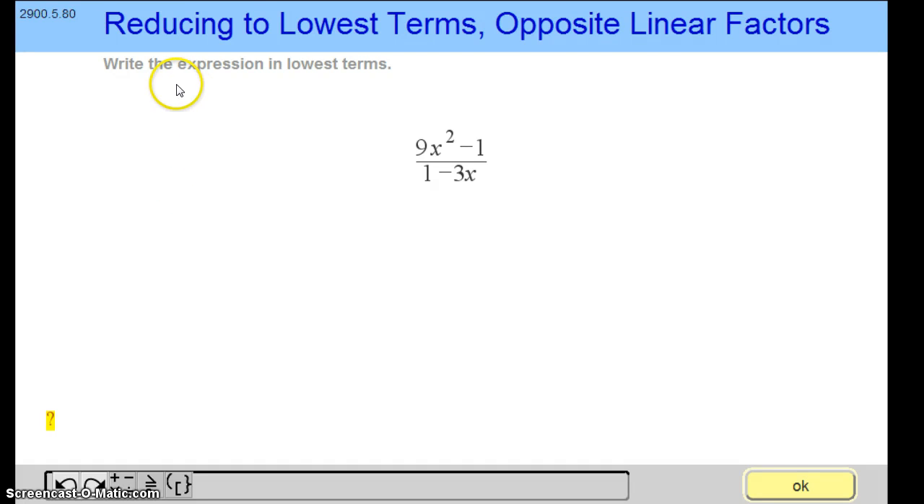This video is on reducing to lowest terms with opposite linear factors. Generally what we're trying to do here is cancel out like terms on the top and bottom. And when it says opposite linear factors, that means we're going to have to be pulling out a -1 to make these look the same. So you can see that these are going to be related.